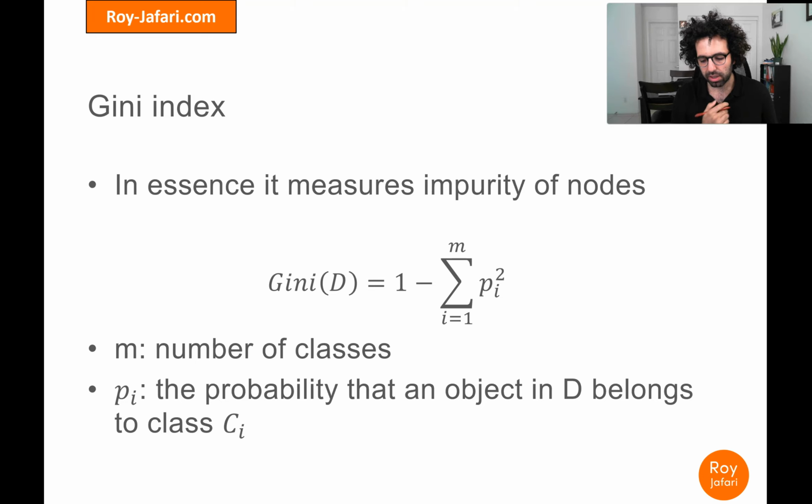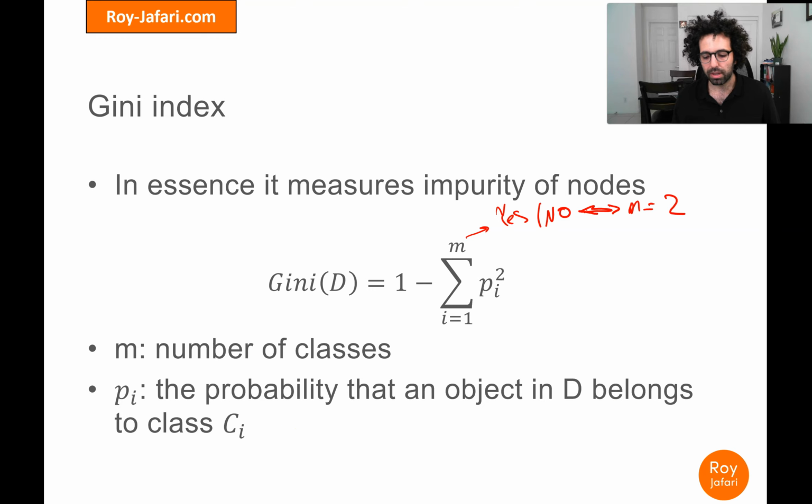The Gini index basically calculates the impurity of a data set. And if the impurity is calculated, it's the opposite of purity, so we can use it for the purpose of attribute selection or attribute test. So M here is the number of classes. For our example, we had yes or no, right? Do you remember? So M is equal to 2, and Pi is the probability that an object in D belongs to class Ci.